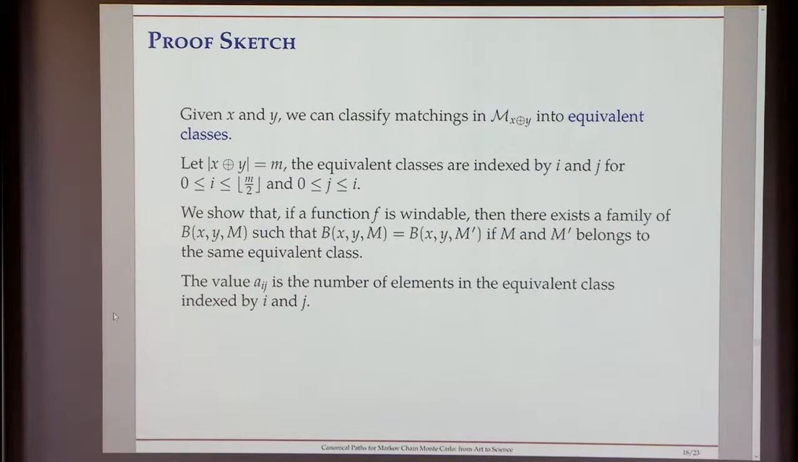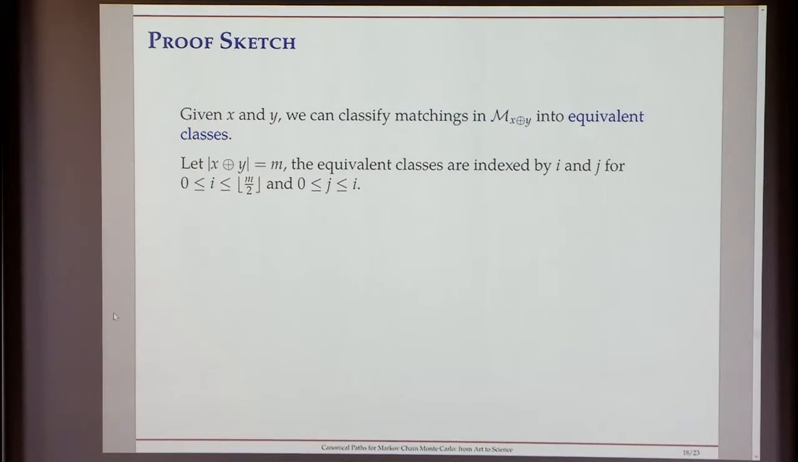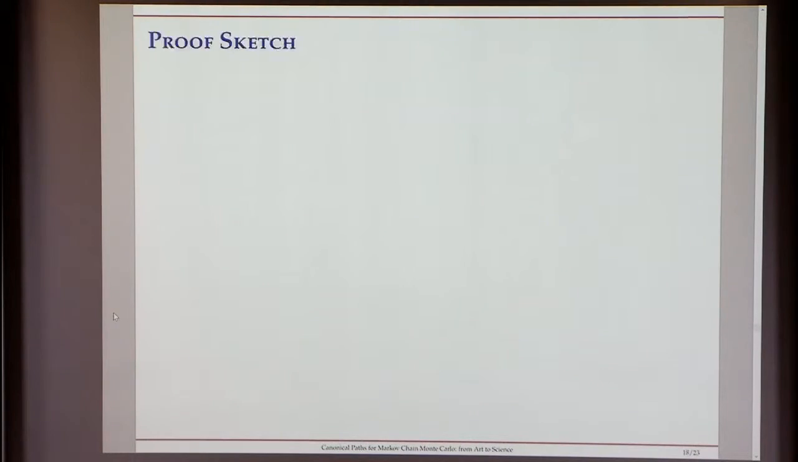Then the value a_ij in the definition of matrix A is just the number of elements in the equivalence class indexed by i and j. So in this way, we can reduce the task of finding the value b_{x,y,m} into the task of solving a system of linear equations, and we just take the solution x as our value for this b. The requirement for this x is that they are all non-negative. So with this tool, we can have some examples.